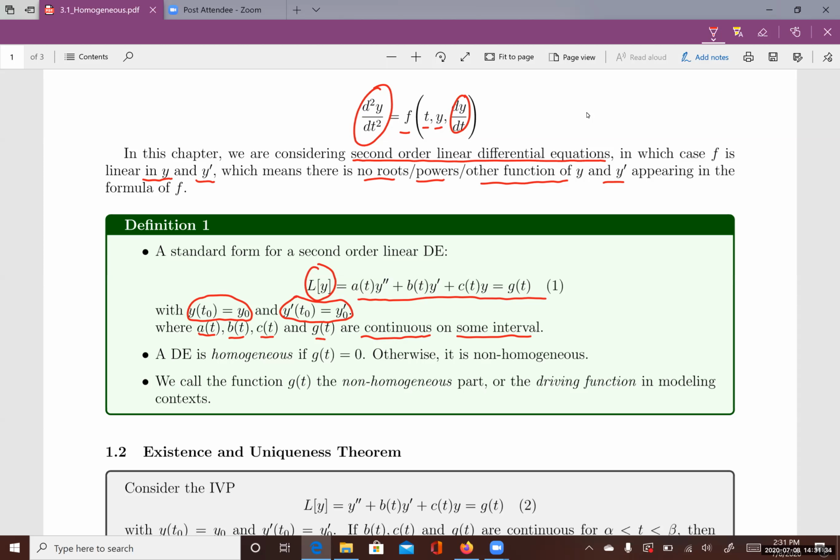If g of t is 0, the equation is a homogeneous equation. If g of t is not 0, then it is a non-homogeneous equation. We call the function g of t on the right side the non-homogeneous part, or in some modeling contexts, the driving function.